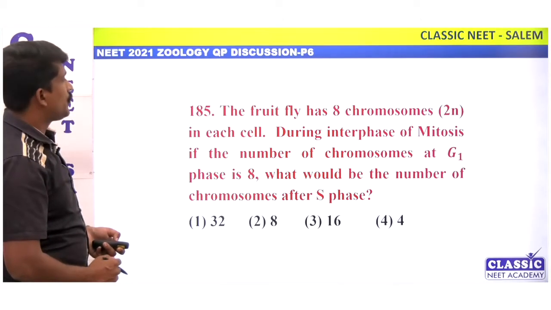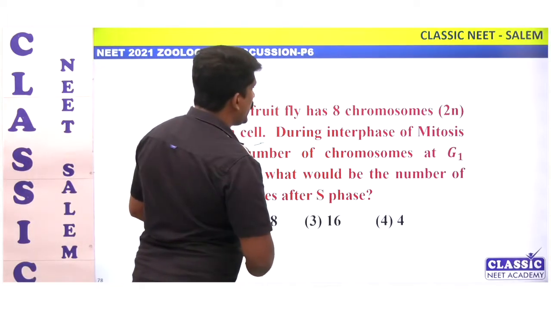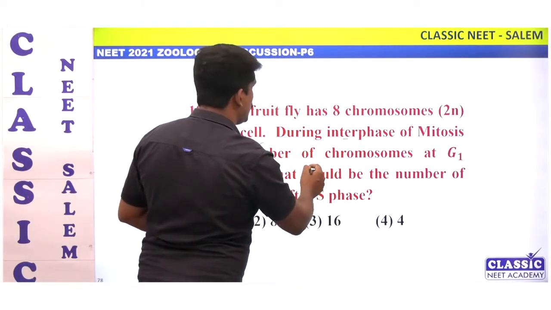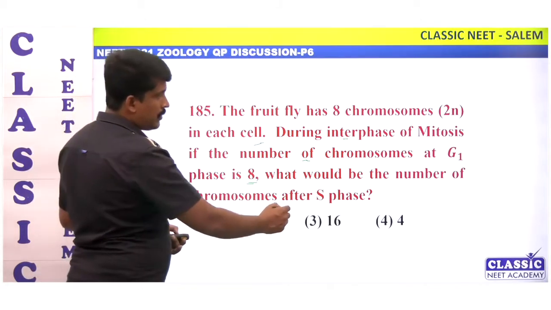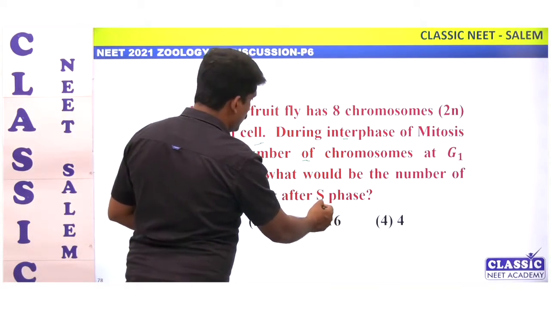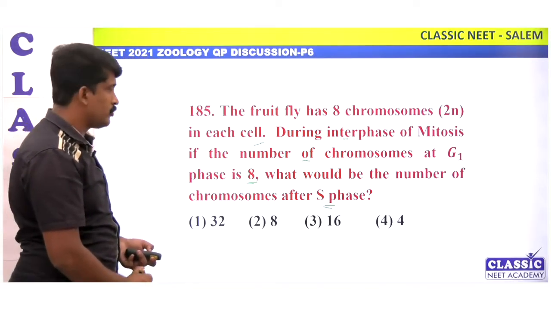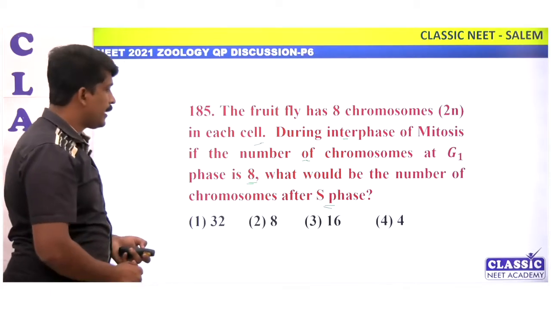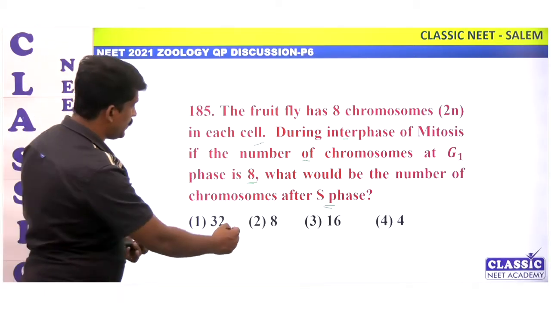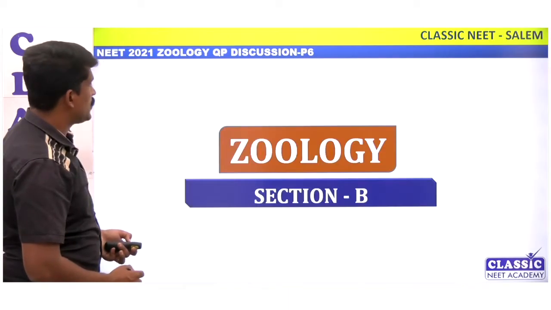Okay. The fruit fly has 8 chromosomes in each cell. During interphase of mitosis, if the number of chromosomes at the G1 phase is 8, what would be the number of chromosomes after S phase? You know very well the number of chromosomes is not going to be changing. It is just duplicating only the content. So the answer will be the second option only. Okay, students, so that will be the right answer.